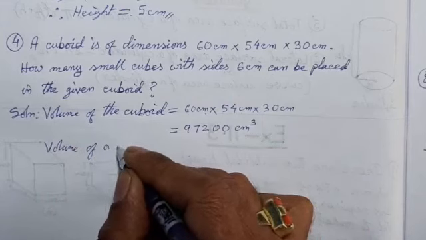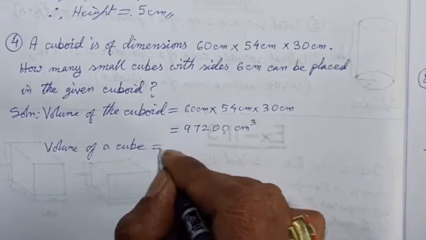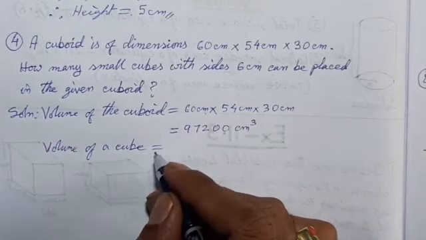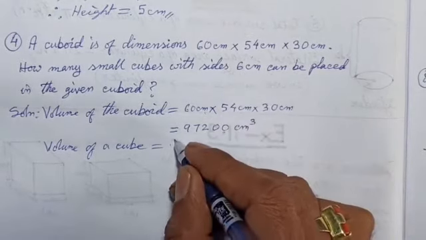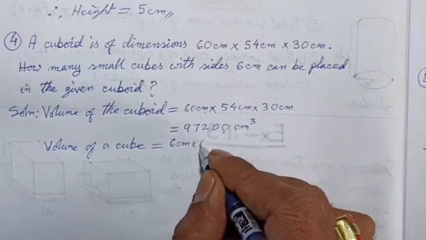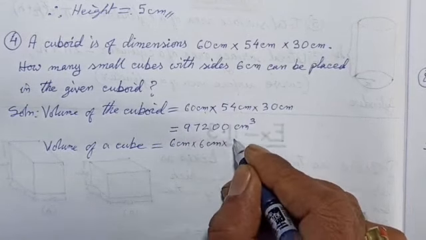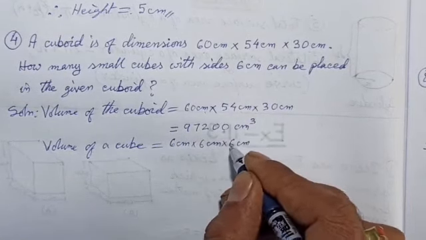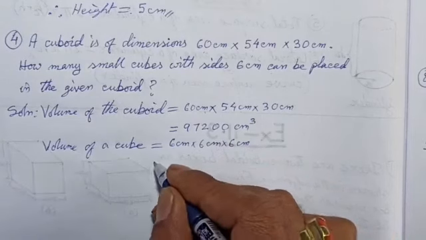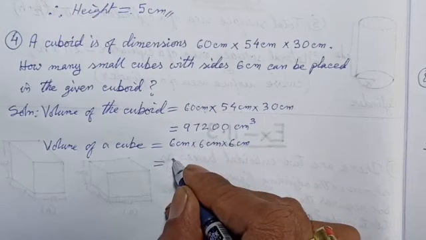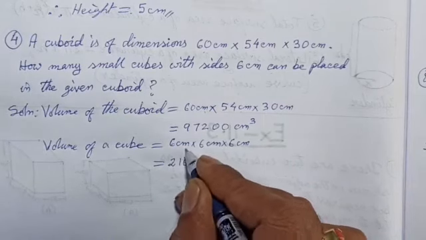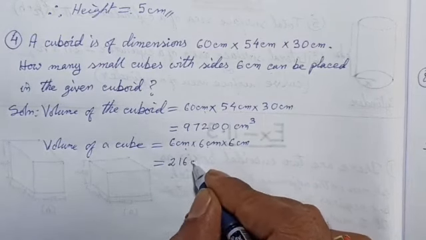Next we have to find out the volume of a cube. The formula to find out volume of a cube is length into length into length. Here length of a side is 6 centimeter, so 6 centimeter into 6 centimeter into 6 centimeter. 6 into 6 is 36, 36 into 6 is 216. Centimeter into centimeter into centimeter is centimeter cube.